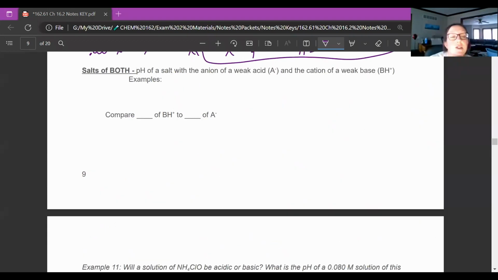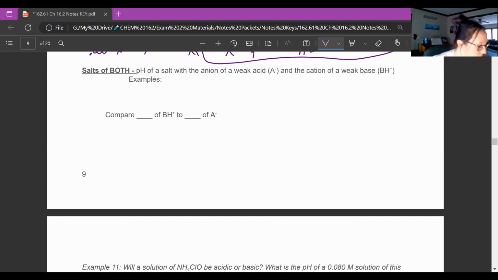Okay, so what happens if I have conjugates that are both from weak acids and weak bases? So if I had NH4 plus as my positive ion and ClO minus as my negative ion, what happens then? We're going to do a similar thing to what we just did, and you're going to compare the Ka and the Kb. Whichever one is bigger is the one that occurs. So you're going to write both of these and decide.